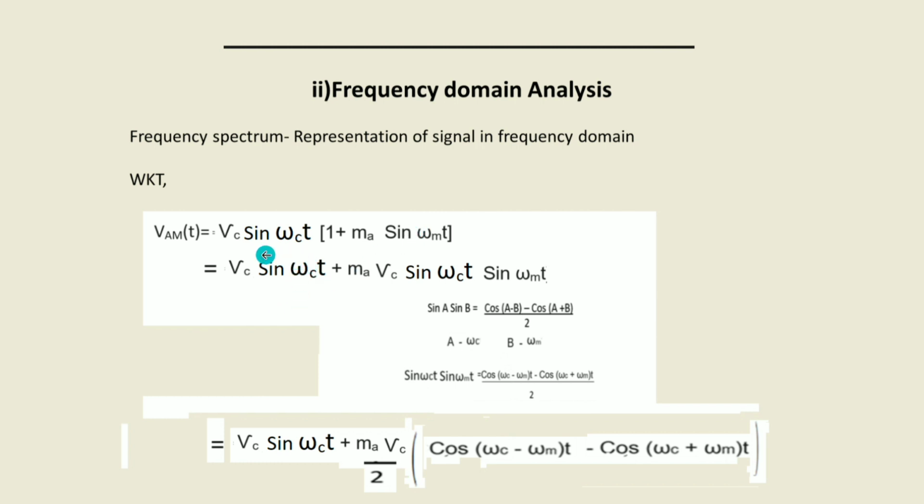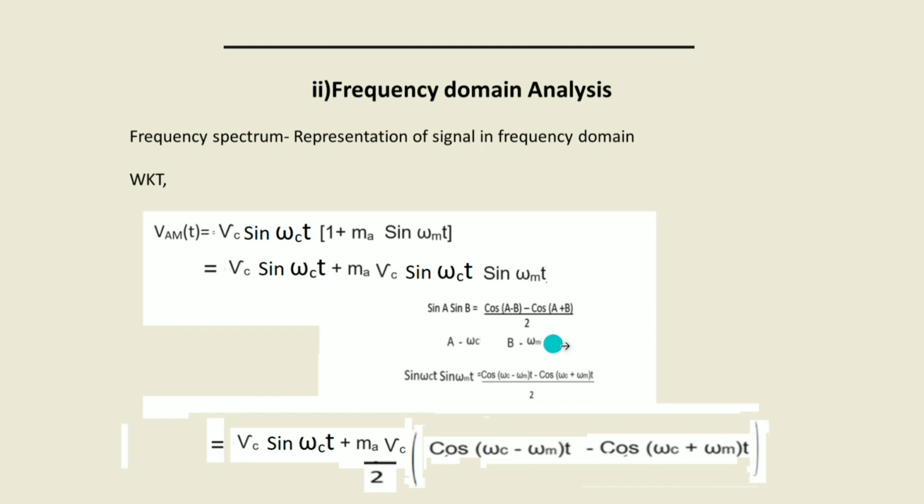For simplification, do ordinary multiplication. We will get Vc sin omega ct plus MAVC sin omega ct into sin omega mt. So it is in the form of sin A sin B. Apply the mathematical formula: sin A sin B is equal to cos(A minus B) minus cos(A plus B), divided by 2. Instead of A we have omega c, and instead of B we have omega m.